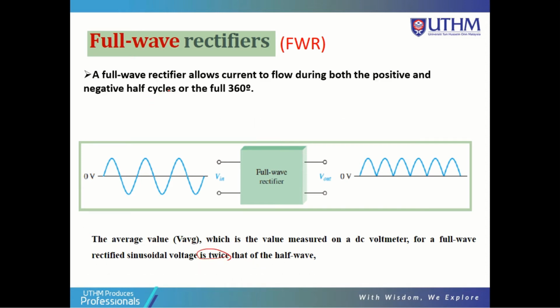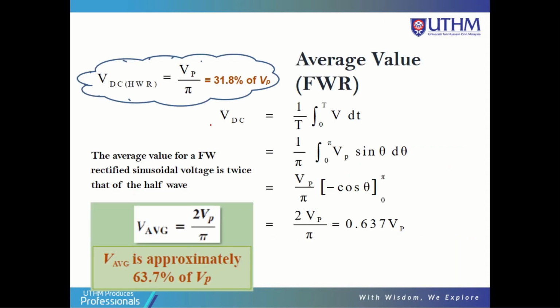A full wave rectifier allows current to flow during both the positive and negative half cycle, or the full 360 degree. Note that the output frequency is twice the input frequency. Semua twice. The average voltage dengan frekuensi pun twice. Okay, kita tengok macam mana dia kira average value ni untuk half wave, V peak over pi. So untuk full wave 2V peak over pi.